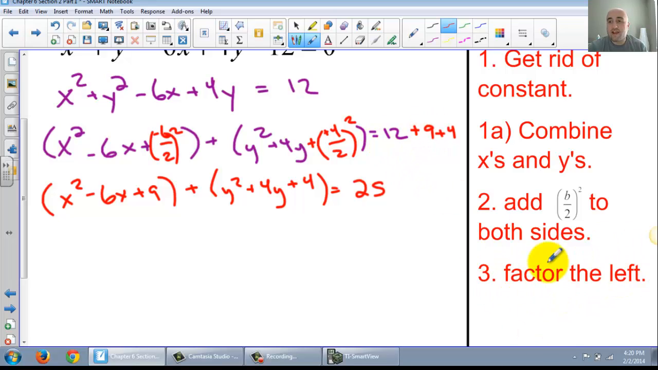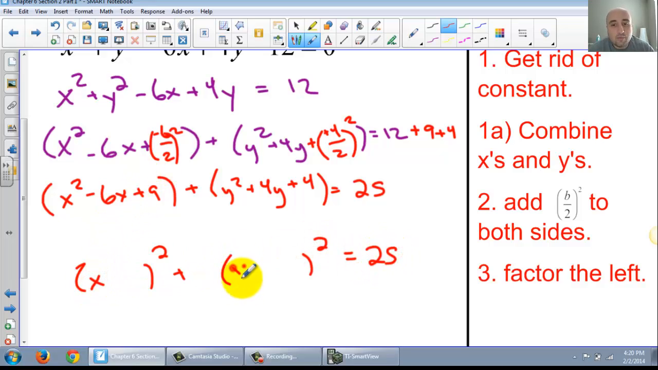Okay, so number 3 says factor the left. The factoring shouldn't be that hard. You're going to have a set of parentheses squared, and a set of parentheses squared, equals 25. So I'm going to put my x, and my y. What two numbers multiply to be 9 and add to negative 6? Hopefully you see negative 3. And what two numbers multiply to be 4 and add to 4? Hopefully you see that's a positive 2.